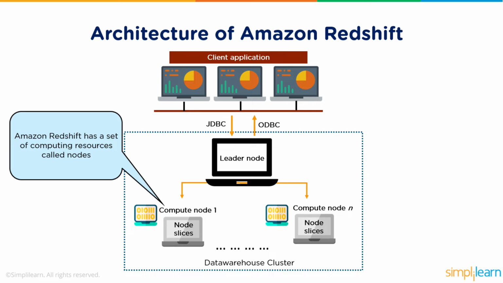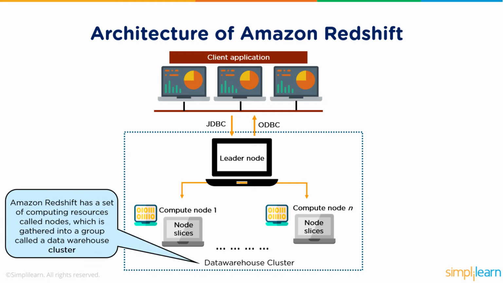Now, what are these compute nodes? These are basically databases which do the processing. Amazon Redshift has a set of computing resources which we call nodes, and when the nodes are combined together, they are called clusters. A set of computing resources called nodes gathers into a group which we call a data warehouse cluster. You can have compute nodes from 1 to n number of nodes, and that's why we say that Redshift is a scalable service, because we can scale up the compute nodes whenever we require.